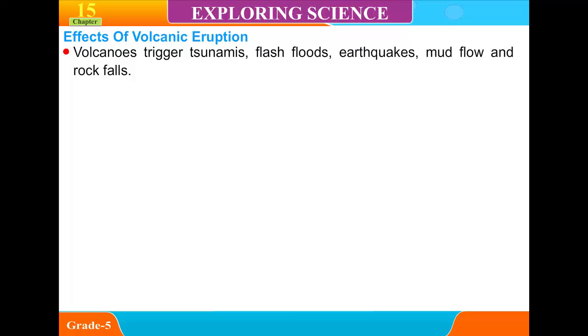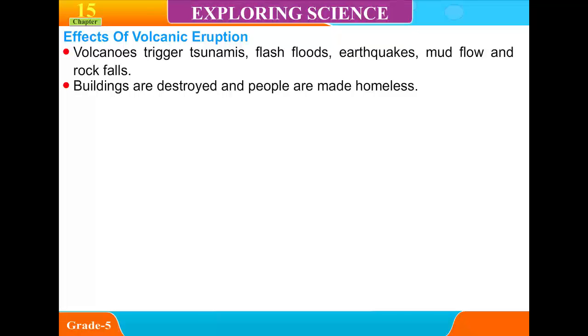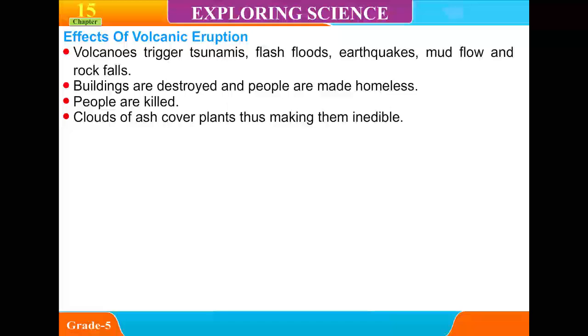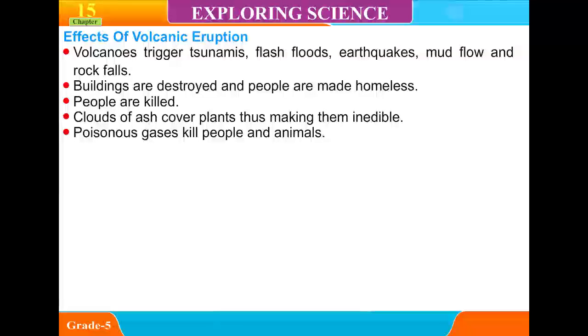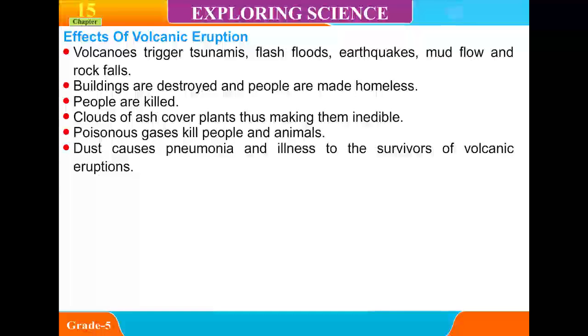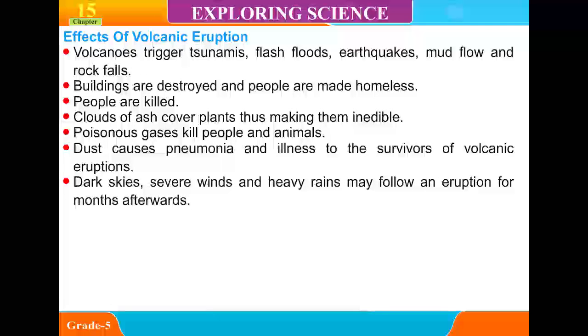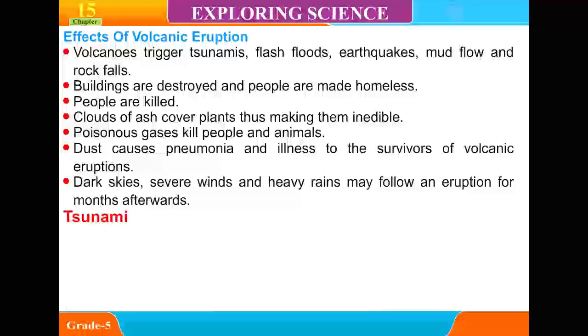Effects of volcanic eruption. Volcanoes trigger tsunamis, flash floods, earthquakes, mud flow and rock falls. Buildings are destroyed and people are made homeless. People are killed. Clouds of ash cover plants, thus making them inedible. Poisonous gases kill people and animals. Dust causes pneumonia and illness among the survivors of volcanic eruptions. Dark skies, severe winds and heavy rains may follow an eruption for months afterwards.